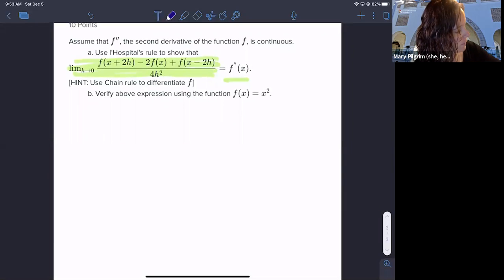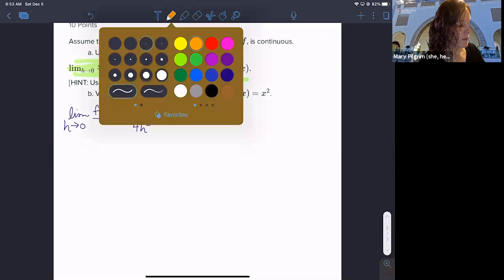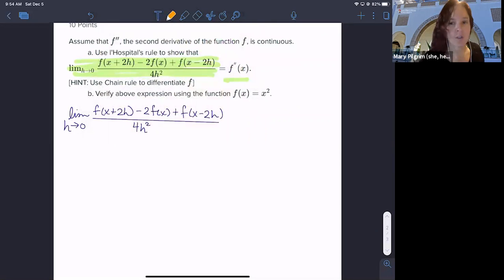So if we consider the limit as h goes to 0 of f of x plus 2h minus 2f of x plus f of x minus 2h all over 4h squared. Now when we do limits, the first thing we usually try is to just plug the value in for the variable and see if we can evaluate the limit.